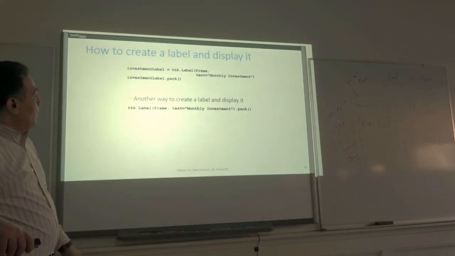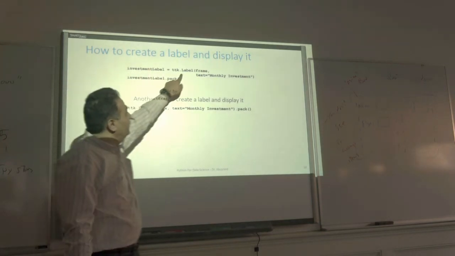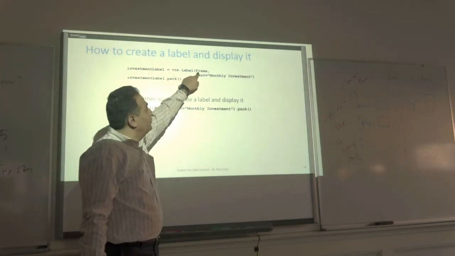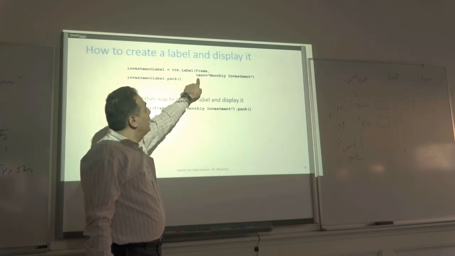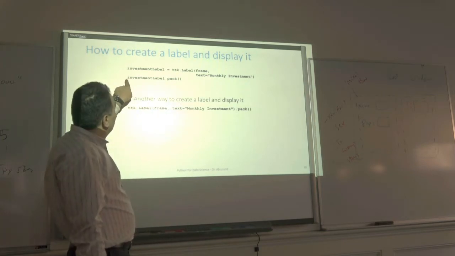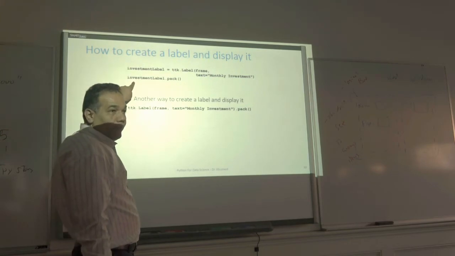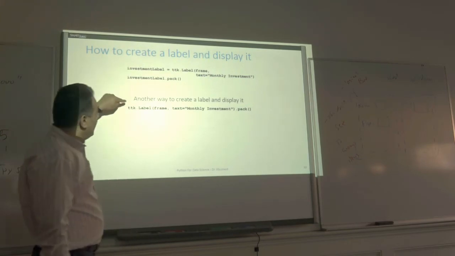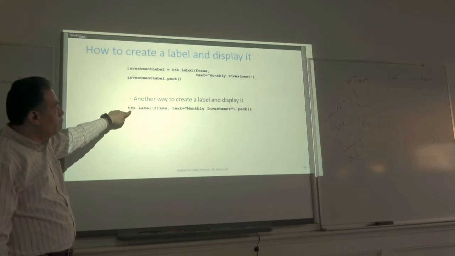So, for example, in here, investment label. Here I'm creating a label. What's the parent? Frame. That means there's a frame, right? And text, what is the text? Monthly investment. And then I have to pack it. Widget, pack it. Then I have to have another label, okay? And I have to pack it.